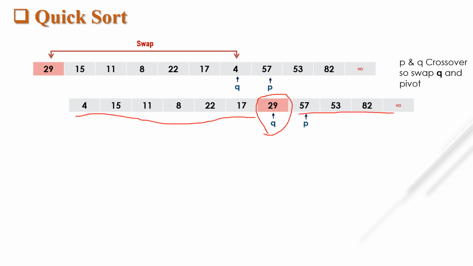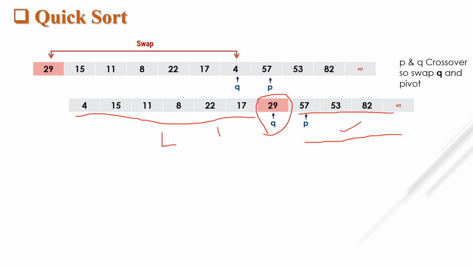Okay, now we have to divide. We have total 2 subarrays, that is this one left side, which contains 4, 15, 11, 8, 22 and 17. Second one is 57, 53, 82. Okay, and we have to apply same methods recursively in this both sublist. Okay, same method अब हमें अप्लाई करना है, एक इस लिस्ट पे और सेकंड वन इज दिस वन.